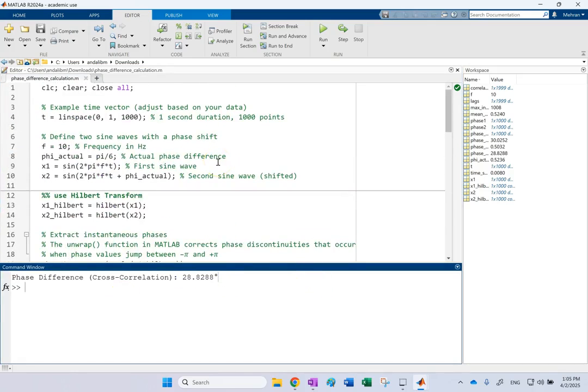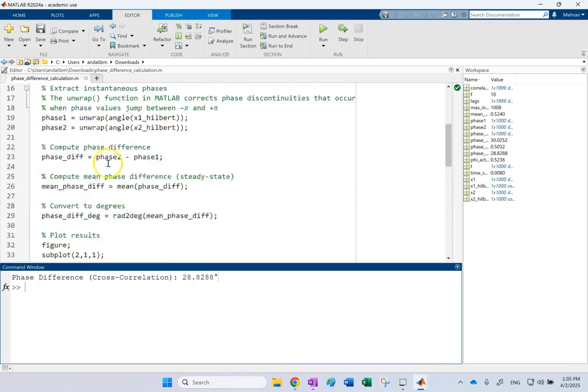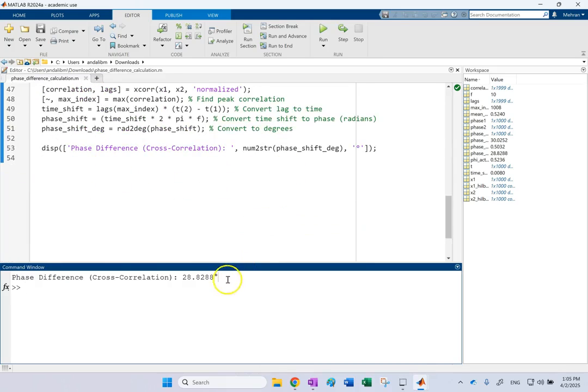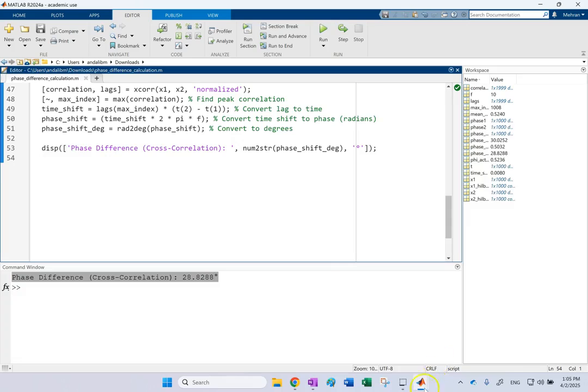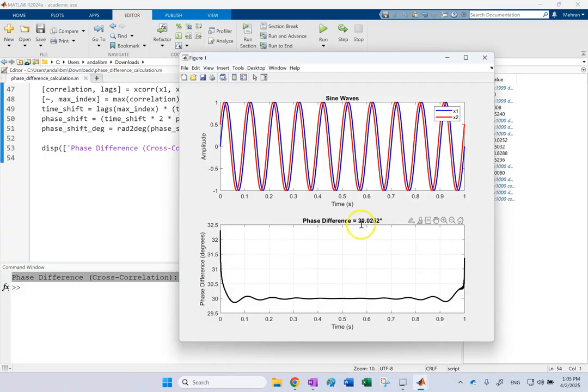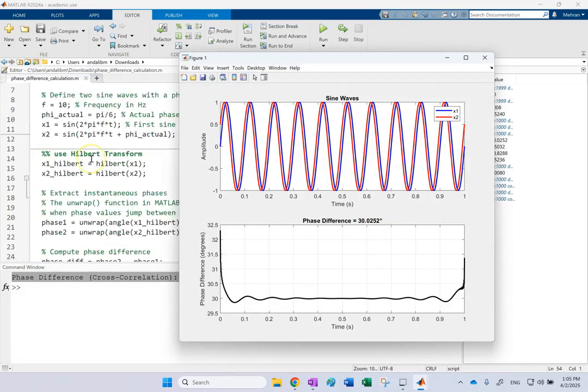So although the signals were clean, with no noise and no several harmonics, this method still calculated the phase lag as 28.8 degrees, while the Hilbert method did 30.02 degrees, and the actual one is 30 degrees. So you see that Hilbert does a better job.